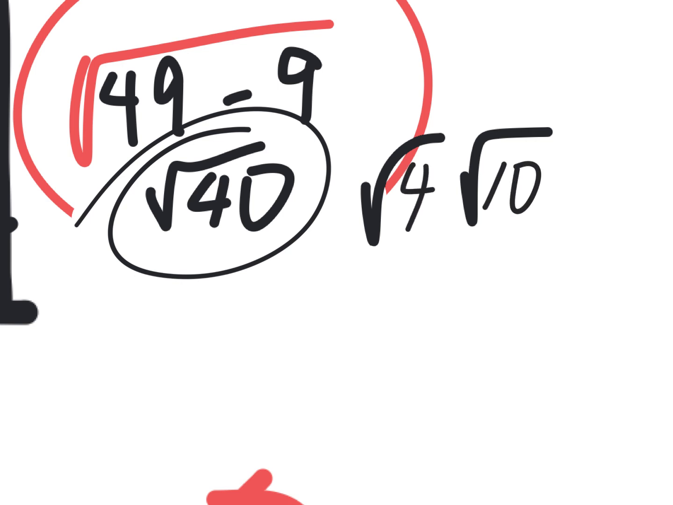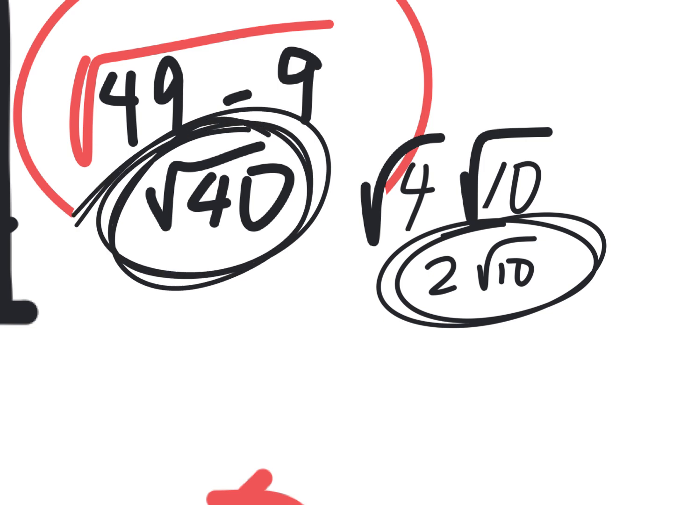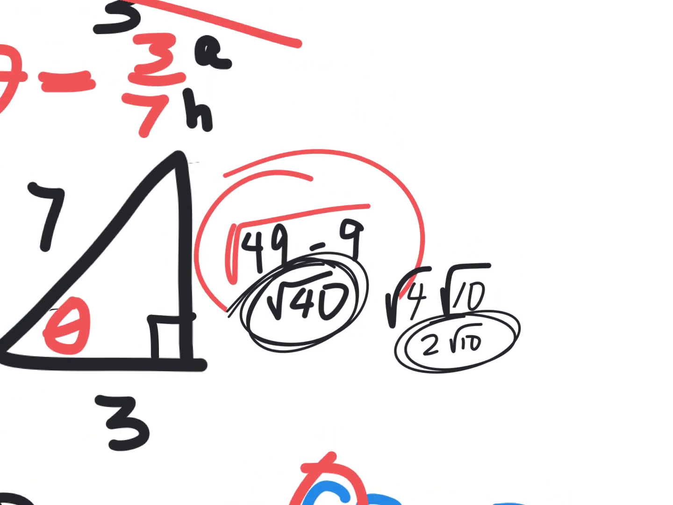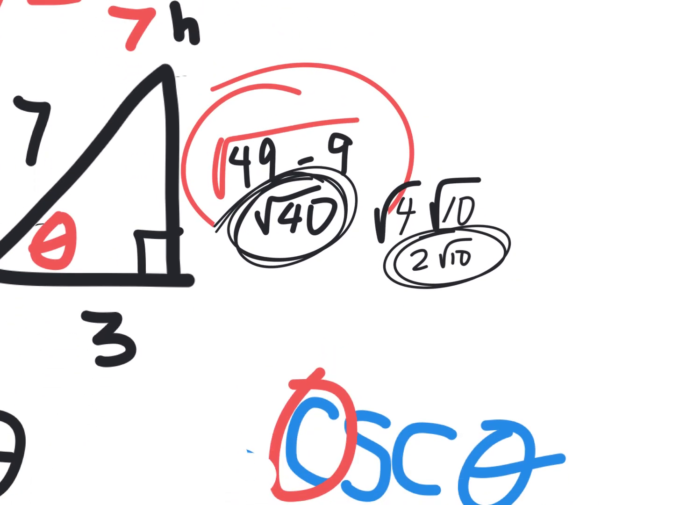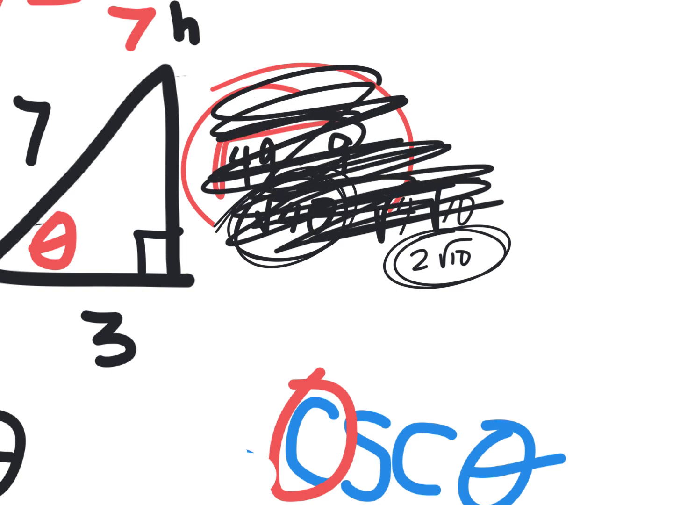Root 4 times root 10, which is 2 root 10. It's those little moments like that that often cause people to get their math problems wrong, because it's a little old thing that they forgot. That's why you got to know those things. Because in the middle of a really hard question, if you don't know how to simplify these, you're losing points. All right, so now it's down to just 2 root 10. All of that work and we just got it set up.